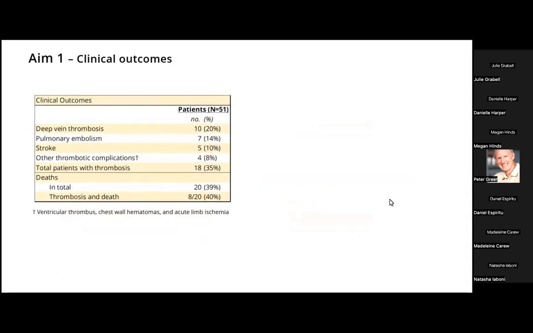So we also have clinical outcome information. Again, we looked at deep vein thrombosis, pulmonary embolism, and stroke specifically. 35% of my patients experienced some sort of thrombotic complication, and 39% of them ended up dying due to COVID-19 associated complications. Of those that died, 40% experienced some type of thrombosis and death, which isn't to say that they died of that thrombosis.